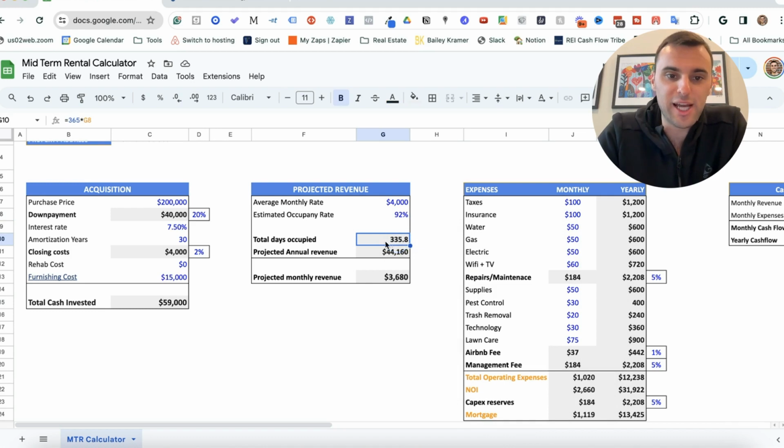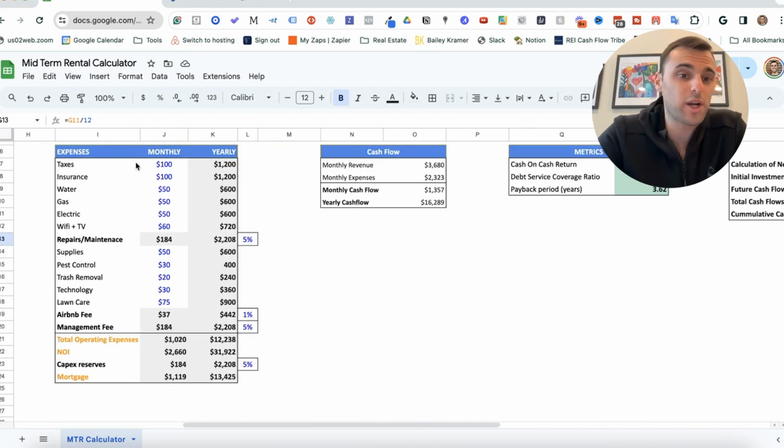So this is going to automatically calculate the total days occupied, which is 335 out of 365. Projected annual revenue, which is 44,000, and the projected monthly revenue, which is 3,680. Again, because there's going to be vacancies. Then if we go over here, we're going to see expenses.